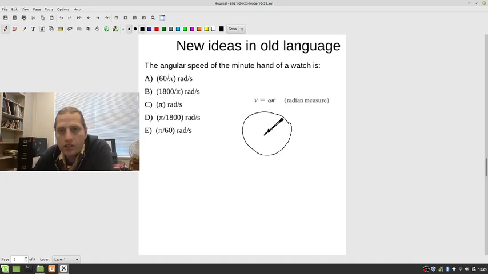So just to get us to think about the parts of a watch, the second hand goes around once every minute. The minute hand goes around once every hour. The hour hand goes around once every 12 hours. So let's try to think about this. It says the angular speed of the minute hand of a watch.